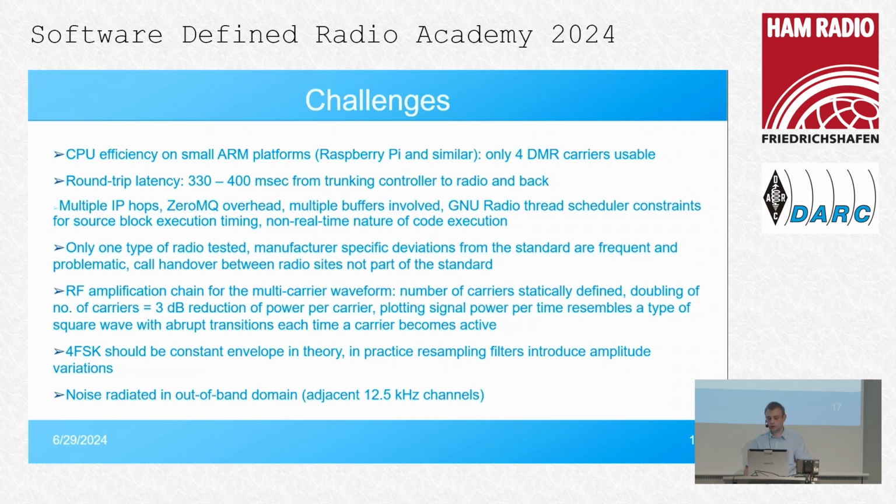Another thing which should be noted is that 4-level frequency shift keying should be theoretically constant envelope, constant amplitude, but in practice the resampling filters do introduce some amplitude variation. And also, like I said before, the noise which is radiated in the out-of-band domain, in the 12.5 kilohertz channels which are not used, is a little bit higher than desirable.